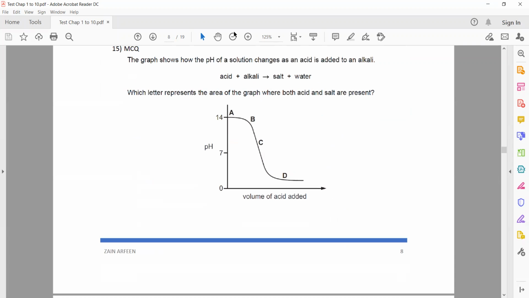Question 15. Acid and alkali are added. This gives salt and water. In the question, they are asking which letter represents the area of the graph where both acid and salt are present. If acid is there, acids have pH less than 7. So which point has pH less than 7? Point D has pH less than 7.